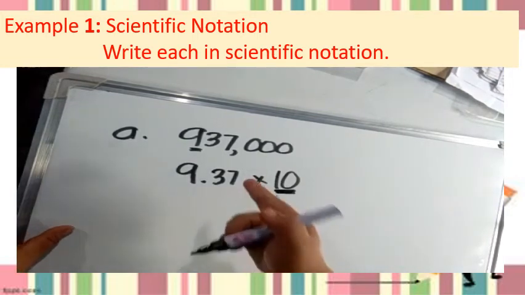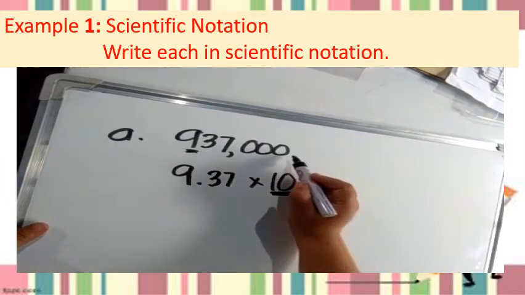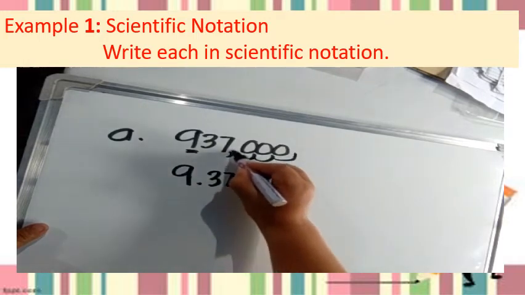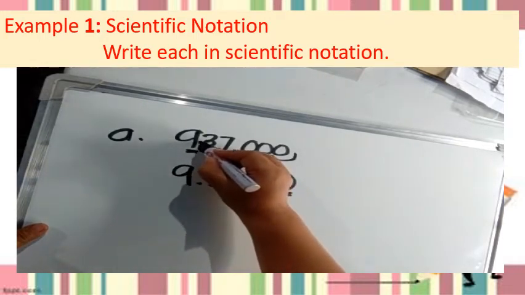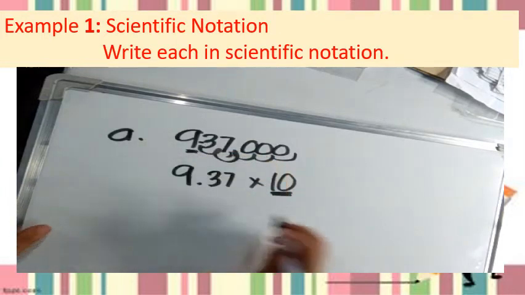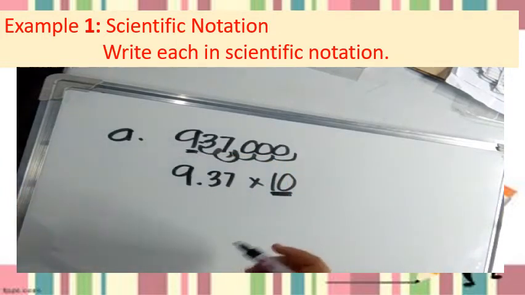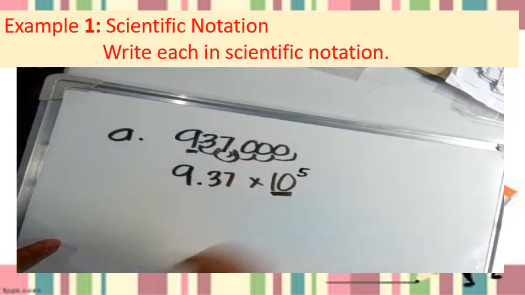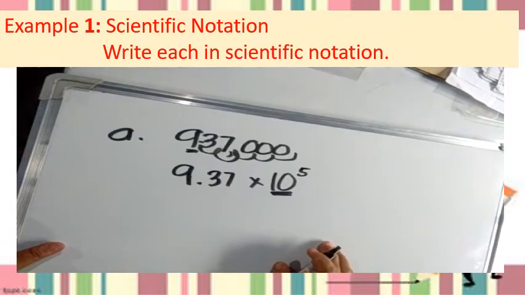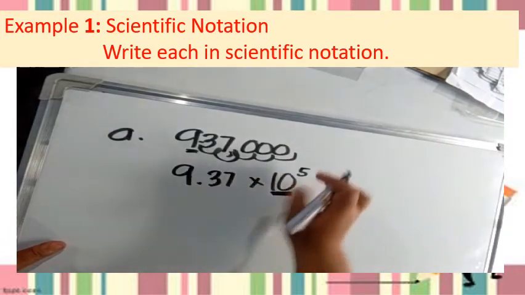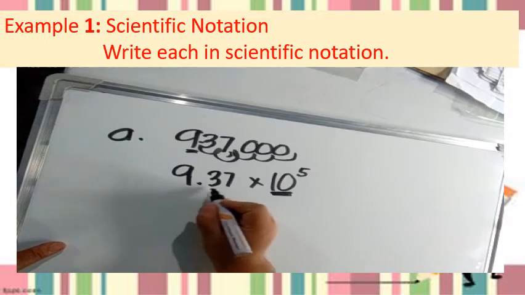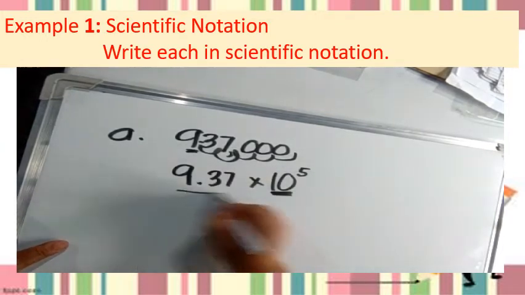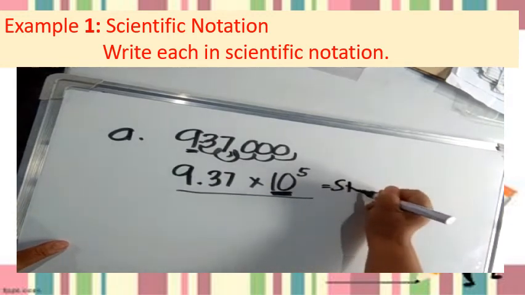And then, count how many places you passed going to the 9. So, count 1, 2, 3, 4, 5. The decimal point moved this way. So, there are 5 places that you passed. Therefore, the exponent is positive 5. Right? Understood? 937,000 is equal to 9.37 times 10 to the power of 5. This is now in scientific notation form.